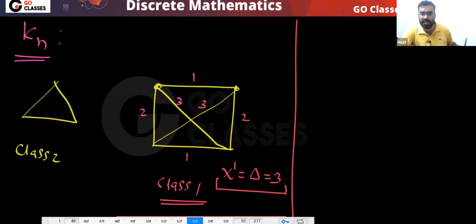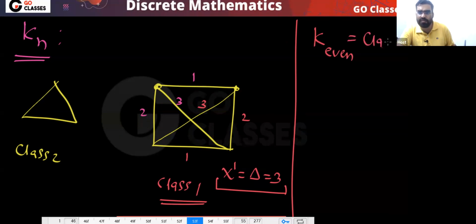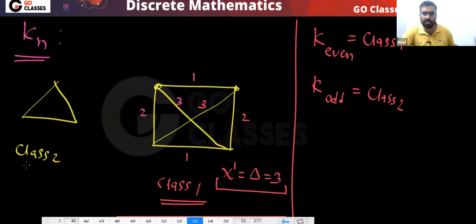So finally, what you can say? K even means an even number of vertices. If you have an even number of vertices, K even is class 1. And K odd is what? K odd is class 2. Okay, is this clear? So this is your K odd, that will be class 2, and K even, that will be class 1. Tell me, is it clear?